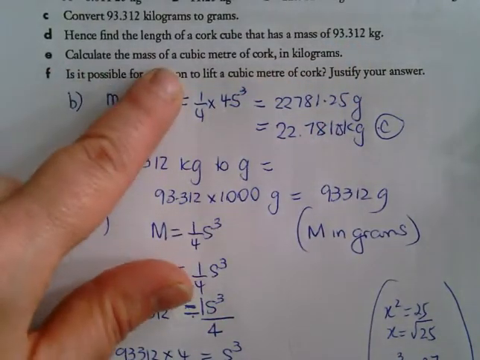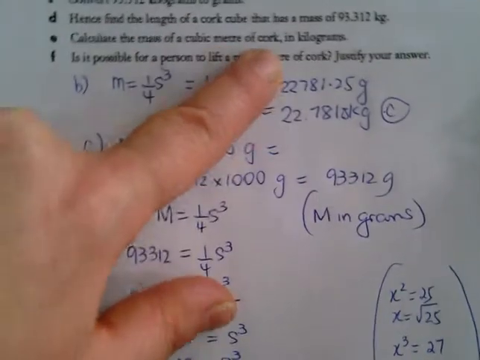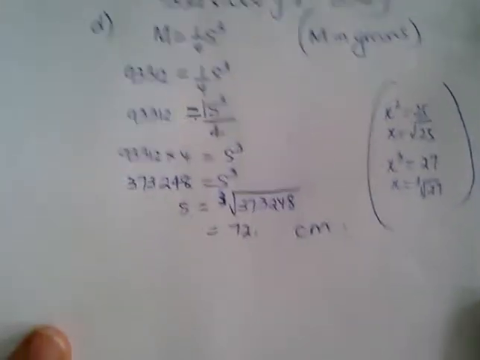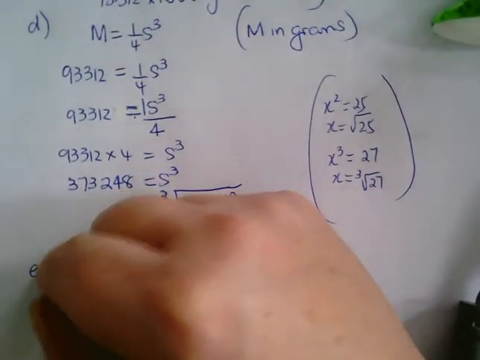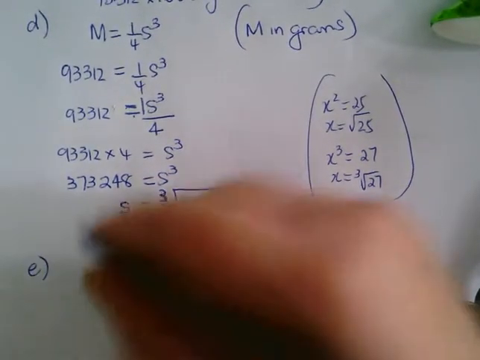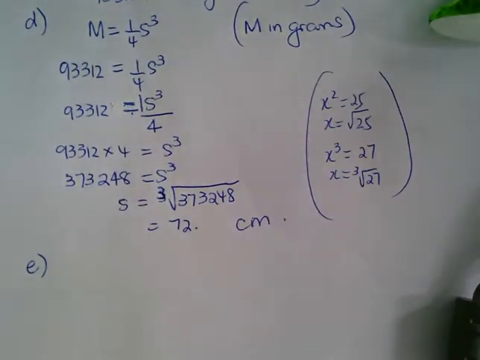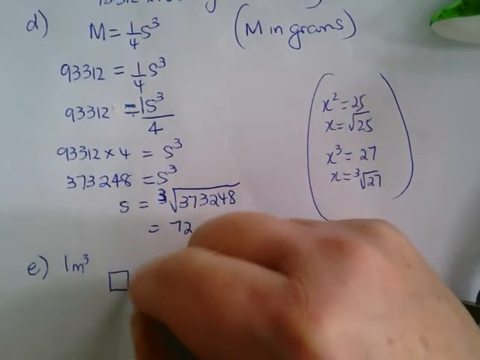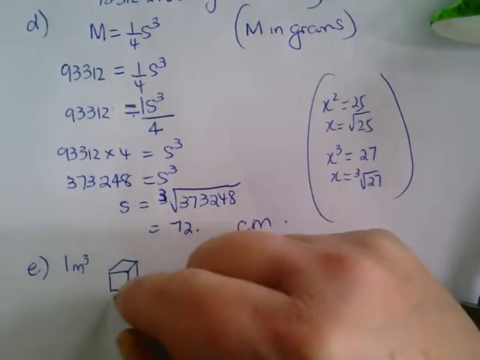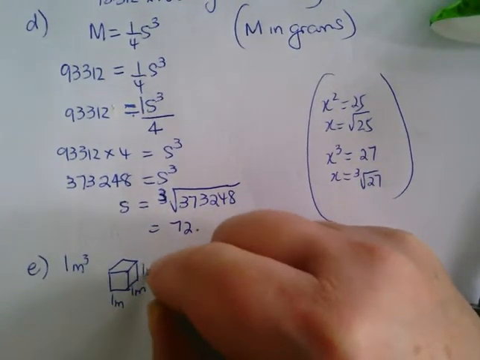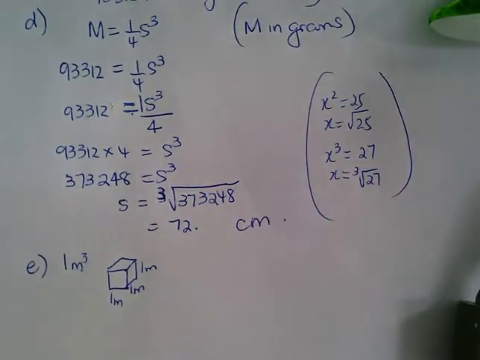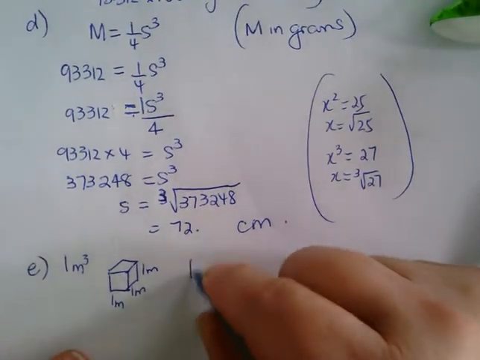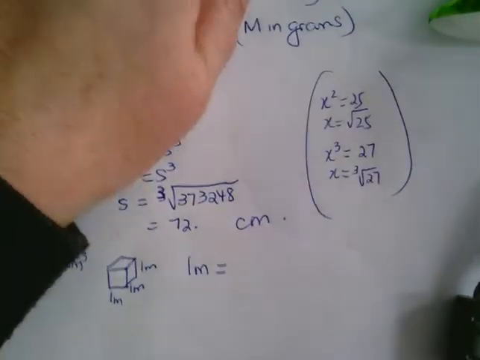So that's the length of a cork cube that has mass 93.312 kilograms. Now we have to calculate the mass of a cubic meter of cork in kilograms. Girls, you got to get the units right. A cubic meter. Ladies, what is a cubic meter? It is a piece of cork. It's obviously huge. That's 1 meter times 1 meter times 1 meter. You don't go and put that all in. What do you substitute into the formula?